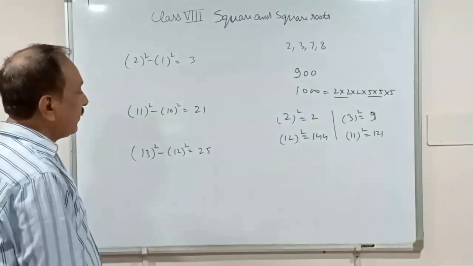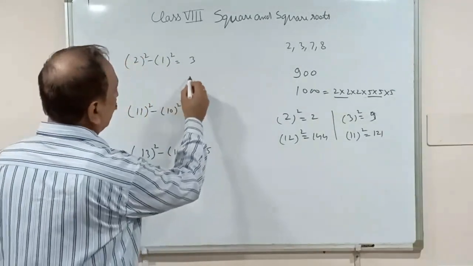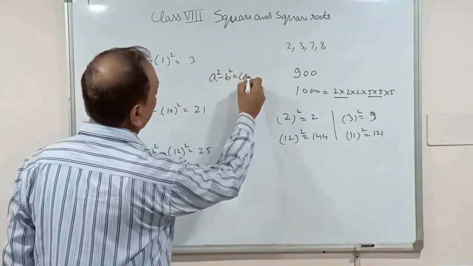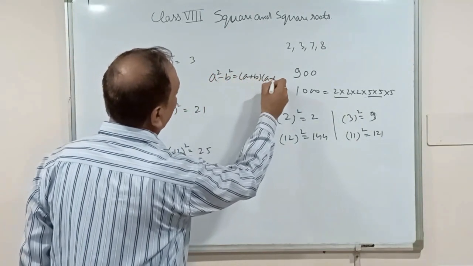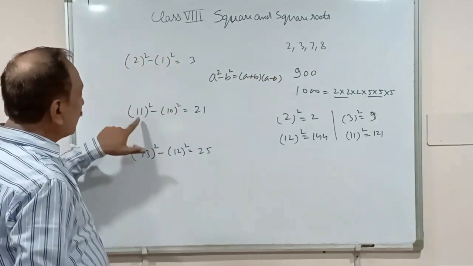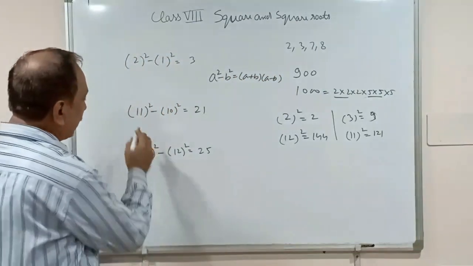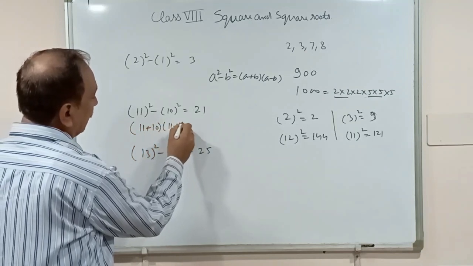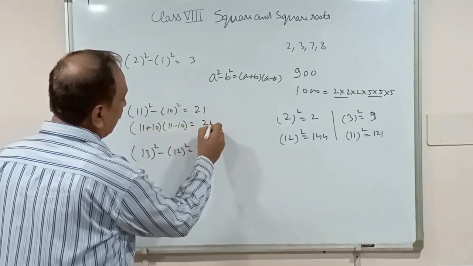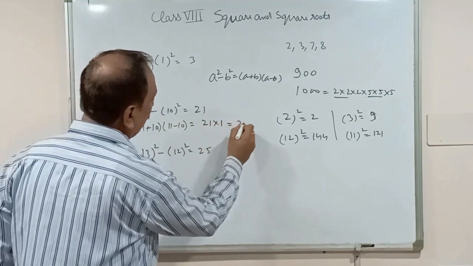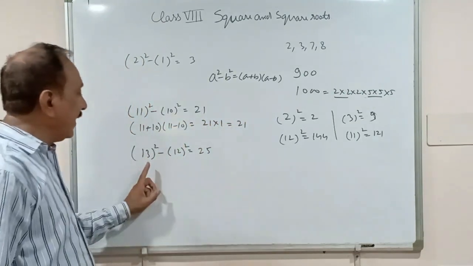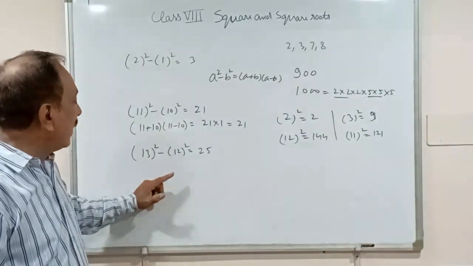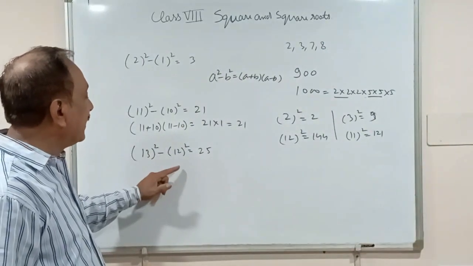इसका एक तरीका है बेटा, you have to check it. You know this identity, अलजेब्रा में पढ़ी आपने. a square minus b square is (a plus b)(a minus b). This is a square, this is b square. You have to check it. 11 plus 10 and 11 minus 10. This is 21 into 1 is 21. Similarly, 13 plus 12 and 13 minus 12. 13 plus 12 is 25 और minus difference is 1.